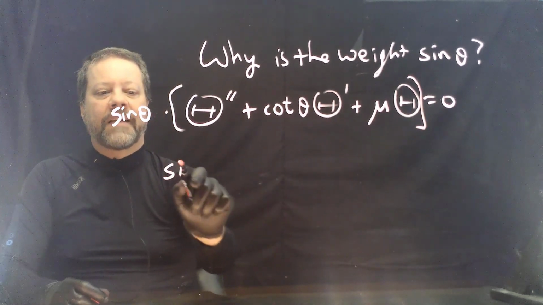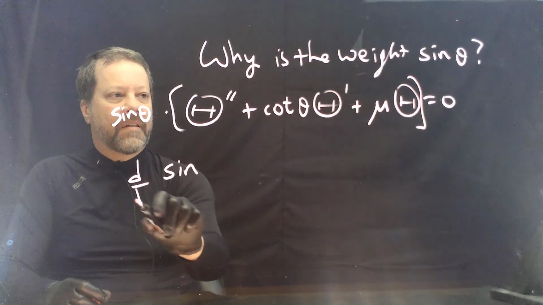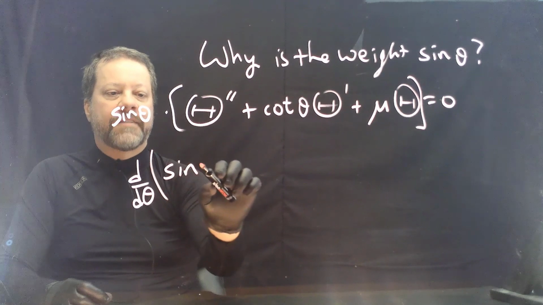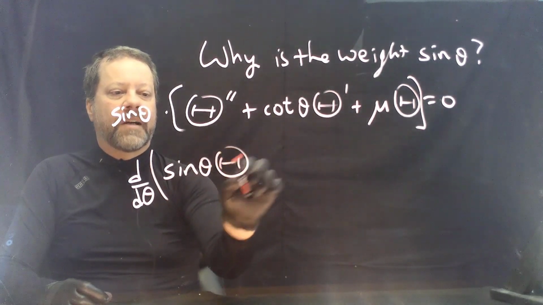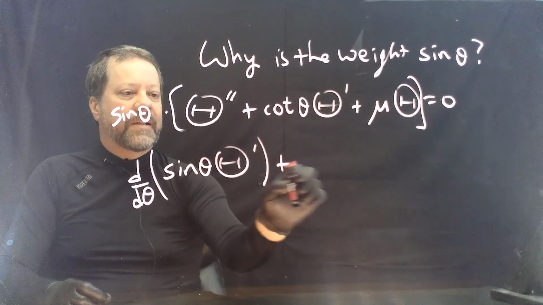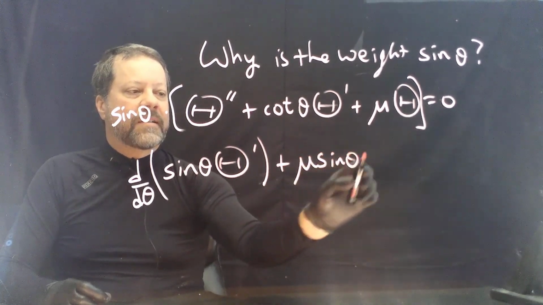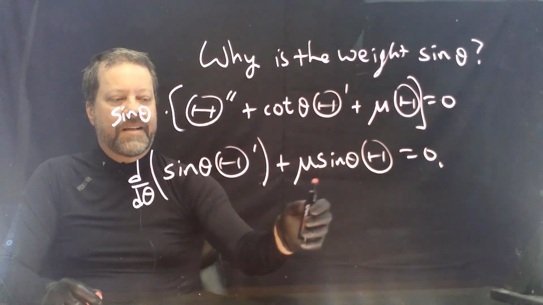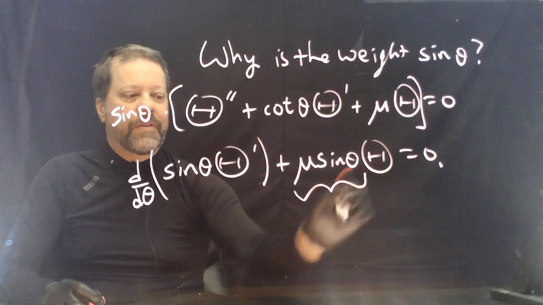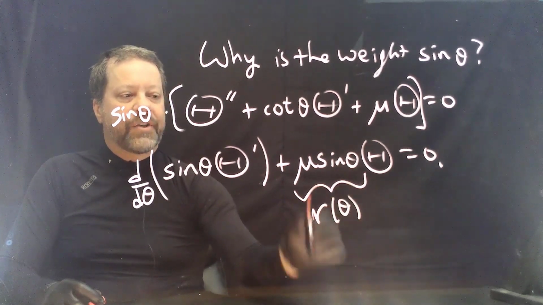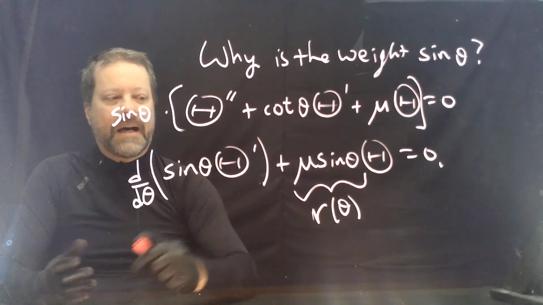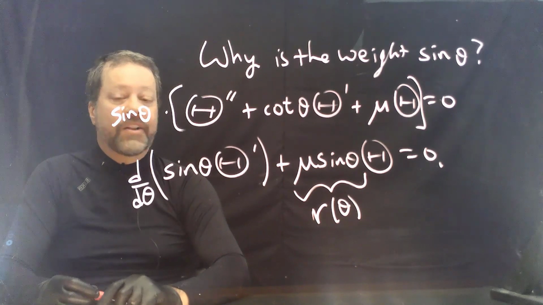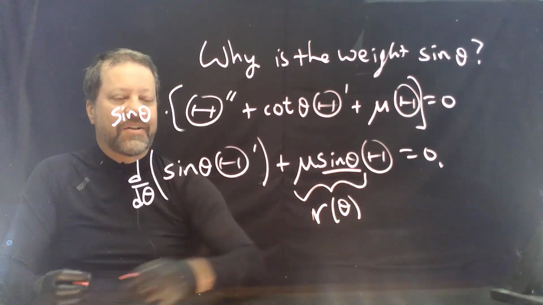And then we'll have something that we can write as d theta times the sine of theta times our theta prime plus mu sine theta times our theta. You can see then that from the Sturm-Liouville theory point of view, the weight should be mu times sine theta, but mu being constant, and since we normalize our functions anyway, the mu's will cancel out. You only need to use sine theta.